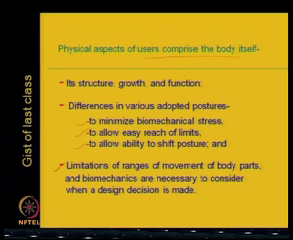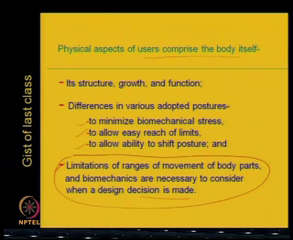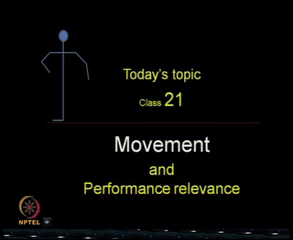Now, another thing is that the limitations of ranges of movement of body parts and biomechanics are necessary to consider when a design dimension decision is made. Now, this particular area we are going to stress today. So, with this, today's topic, class number 21, is movement of the human body according to task and performance relevance.